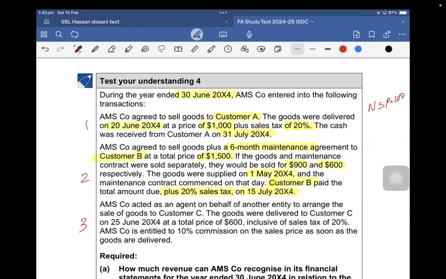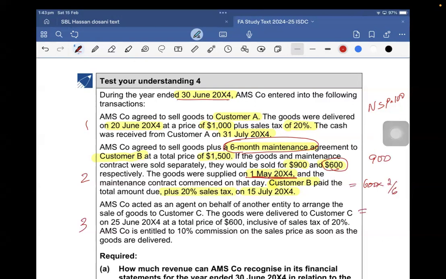So you can take 900 as a whole, but the problem is with the 600. Can you take the whole 600? No, because the period is from May till 30th June 2004, so it's May, June, two months. And the total time period is 6 months, right? So out of six, two months are consumed, so it becomes 600 into 2 by 6. Clear?